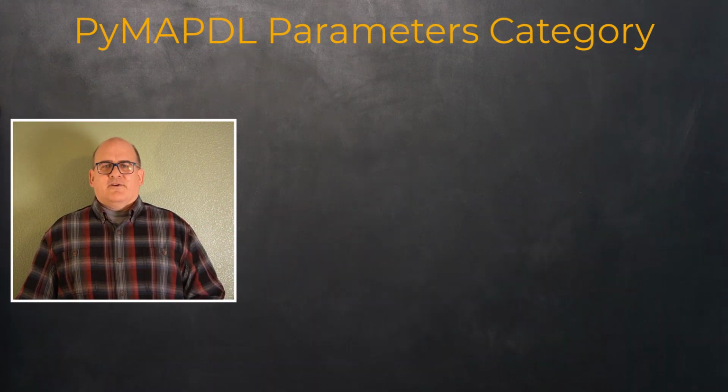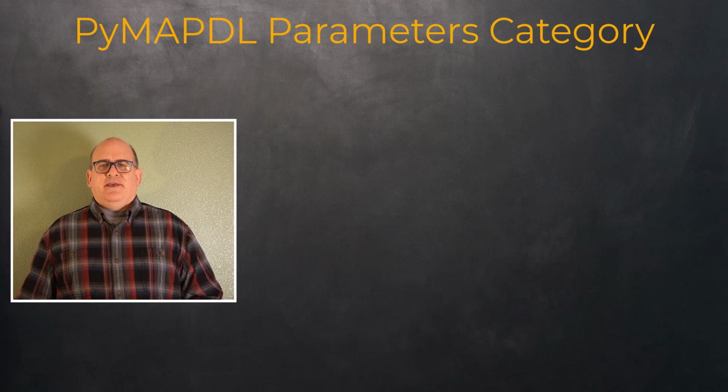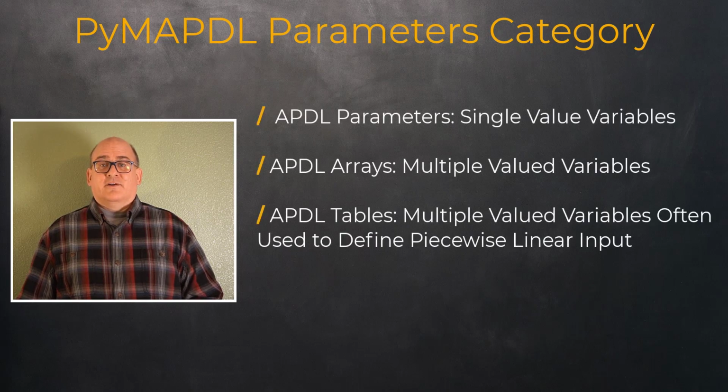The parameters category is a complement to the APDL commands for working with MAPDL parameters. Let's first do a quick recap of parameters in mechanical APDL. In MAPDL, single-valued variables are called parameters, while multi-valued are arrays. Parameters are used to hold both input and result values.